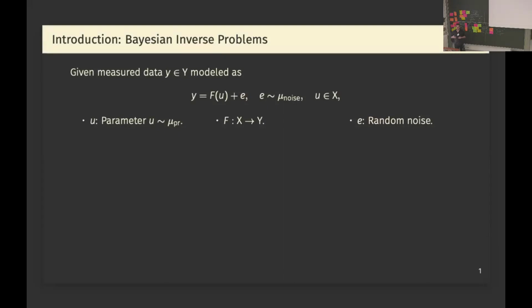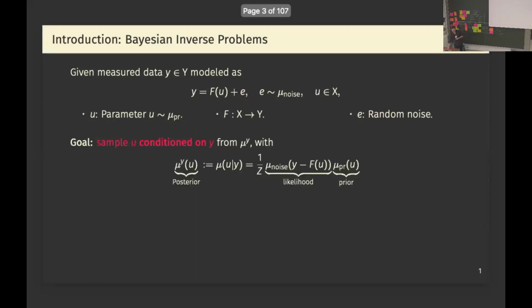Well, given some measured data y that we can model as y equals f of u plus e, where u is a set of unknown parameters with some known distribution mu prior. F is a mathematical model of the physical process that generated the data. It can be thought of as a forward model, a forward mapping between the parameter space x and the data space y, and e is some random noise with known distribution mu noise.